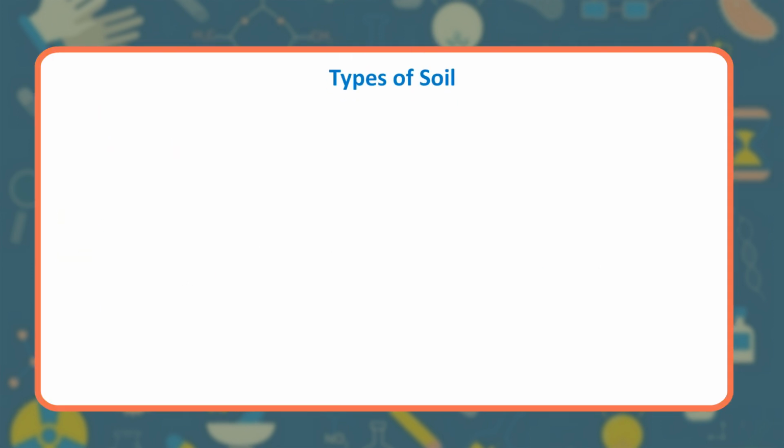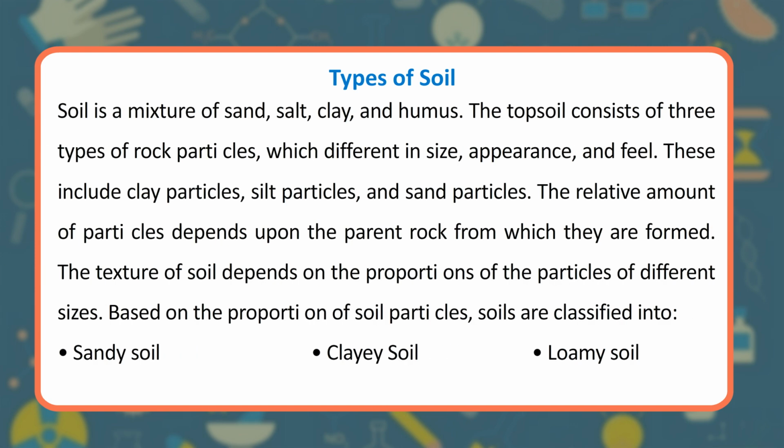Types of soil. Soil is a mixture of sand, silt, clay, and humus. The topsoil consists of 3 types of rock particles, which differ in size, appearance, and feel. These include clay particles, silt particles, and sand particles. The relative amount of particles depends upon the parent rock from which they are formed. The texture of soil depends on the proportions of the particles of different sizes.